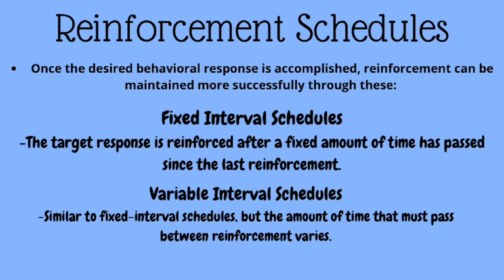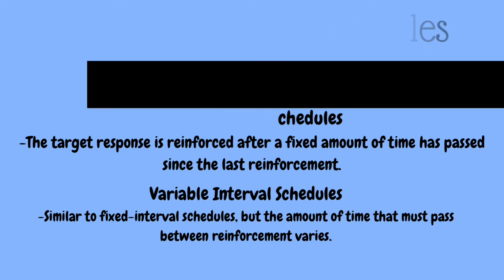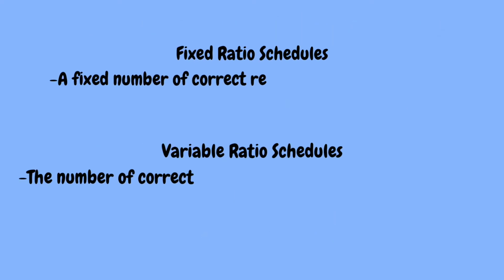Second is variable interval schedules. This is similar to fixed interval schedules, but the amount of time that must pass between reinforcements varies. For example, the bird may receive the food at different intervals, not every 10 minutes.